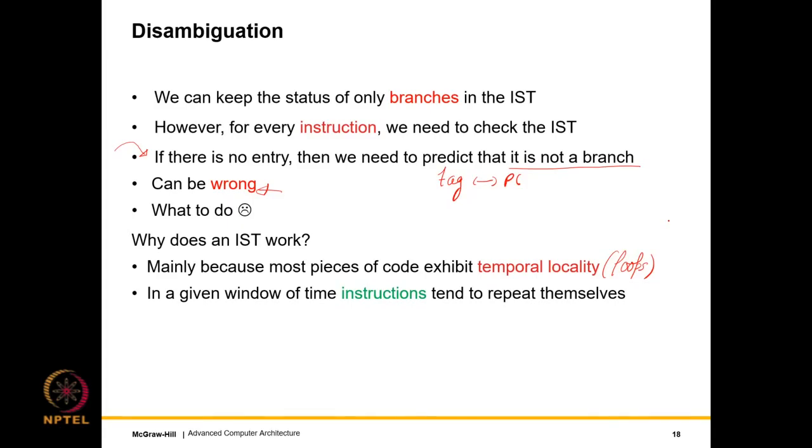And because of temporal locality, we capture a small region of the program, and if that is stored well in the IST using the least significant bits, we can predict the branch type with reasonably good accuracy. So this second statement is just repeating the first part, that we have a lot of loops in the program, and this is why our IST using the LSB bits works.